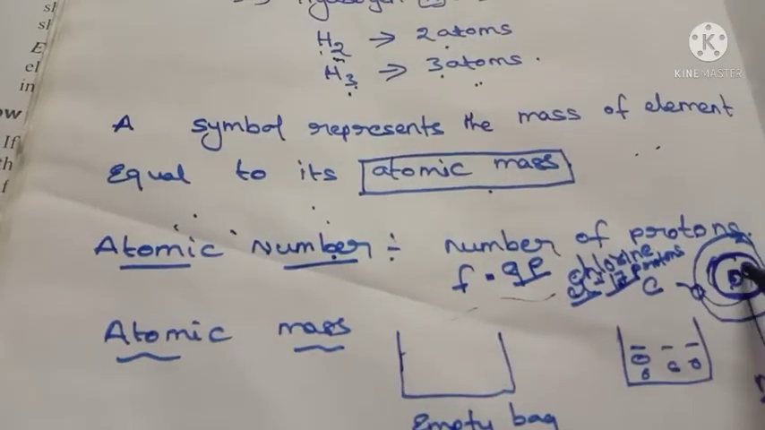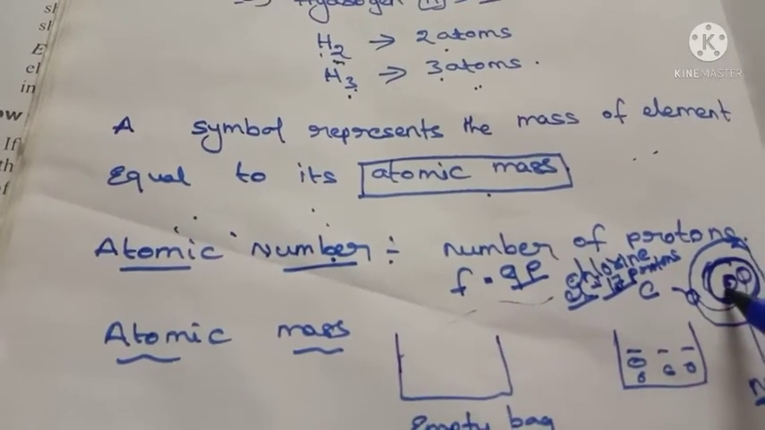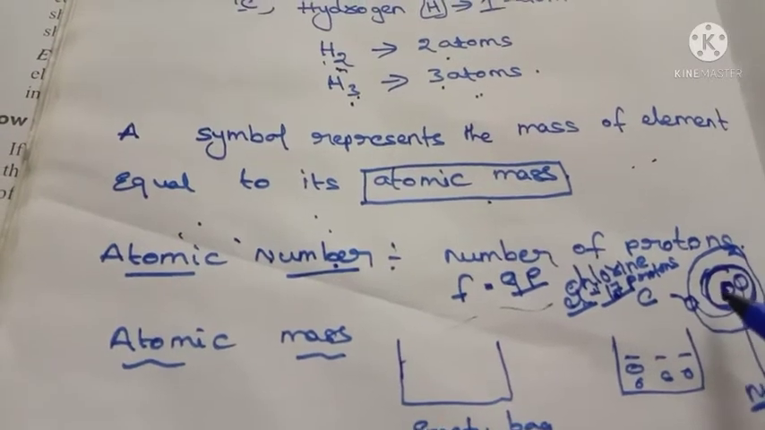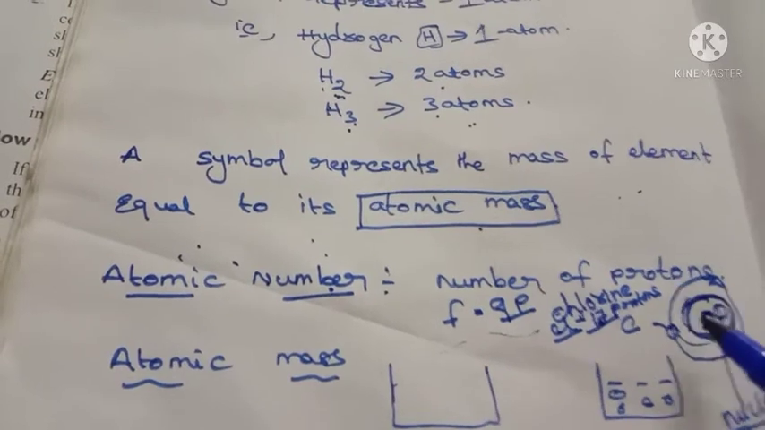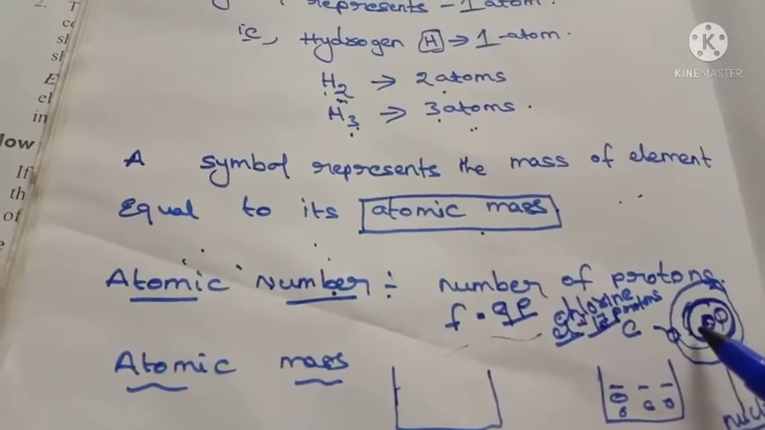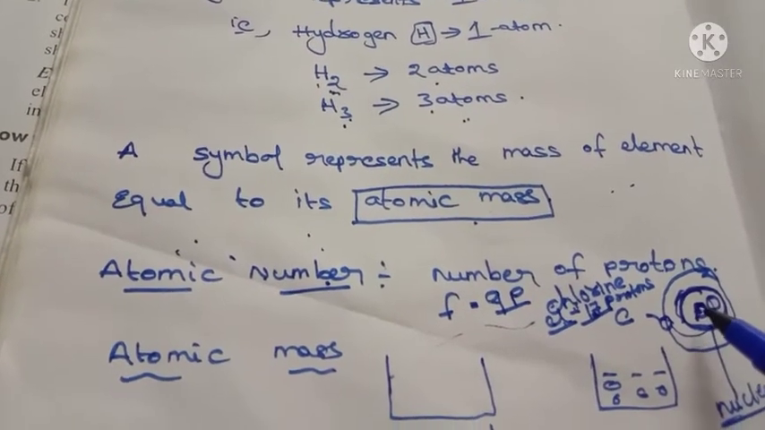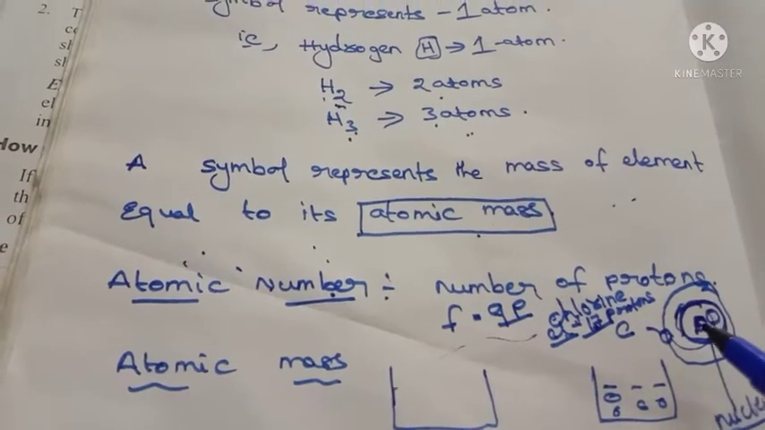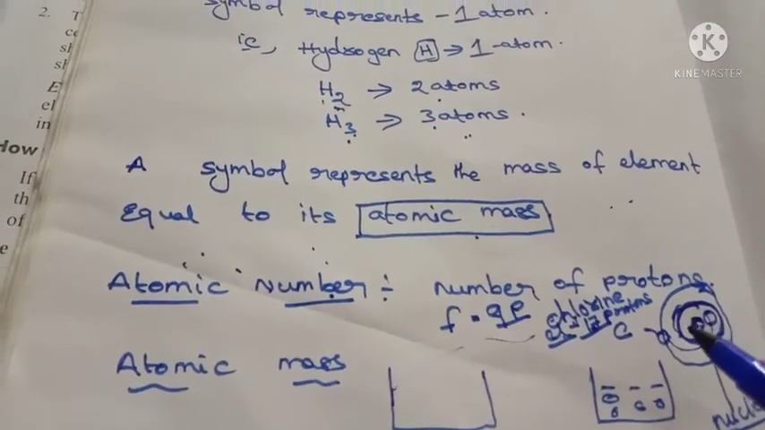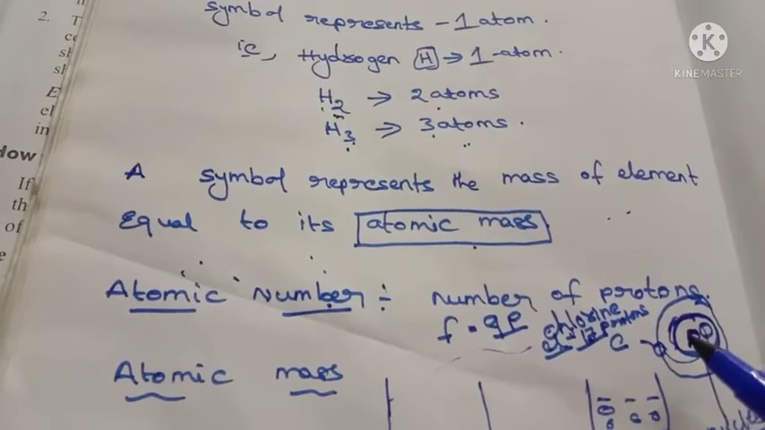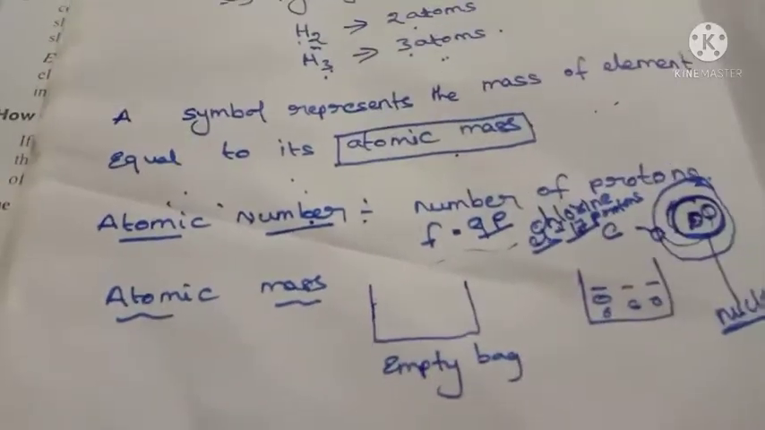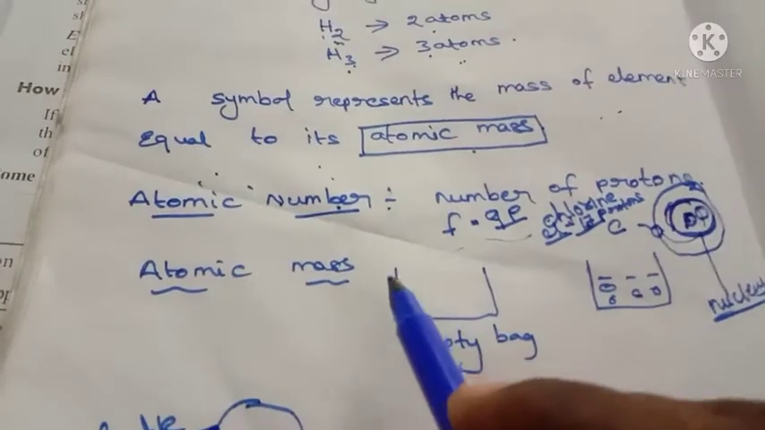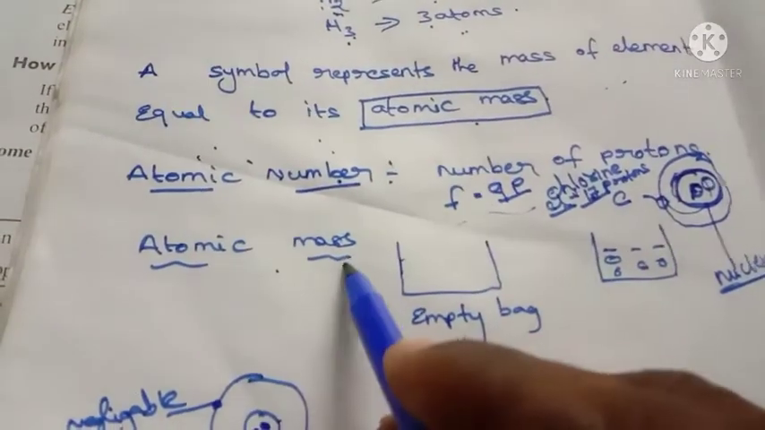Generally in the atom we have the nucleus. Again, in the nucleus neutrons and protons are present. In most cases protons are equal to neutrons, but in some cases neutrons might be greater than protons in number, not in size, in number I am telling. Now come here, atomic mass.